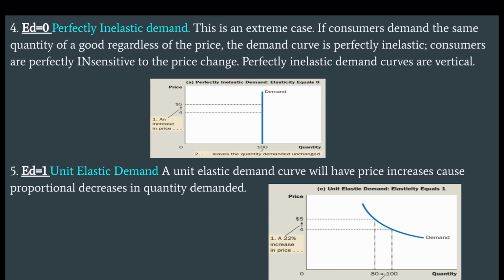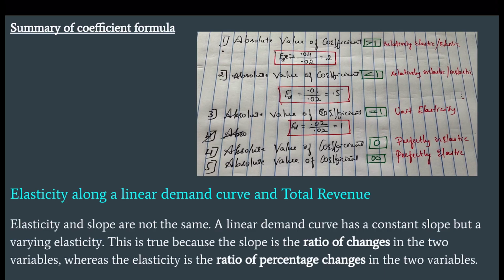The fourth one is elasticity of demand equals 0, which is called perfectly inelastic demand. This is an extreme case. If consumers demand the same quantity of a good regardless of the price, the demand curve is perfectly inelastic. Consumers are perfectly insensitive to the price change. Perfectly inelastic demand curves are vertical. The last one is elasticity of demand equals 1, which is called unit elasticity of demand. A unit elastic demand curve will have price increases cause proportional decreases in quantity demanded.